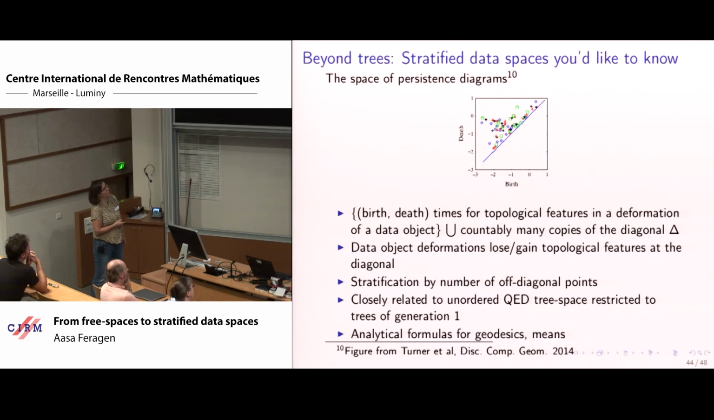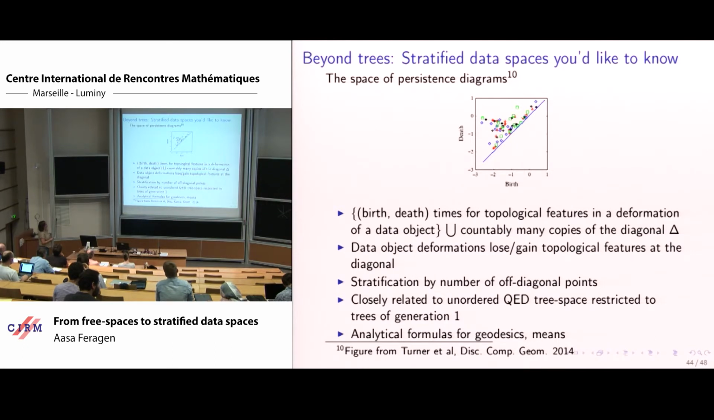And because they are birth-death events, all the points will be above the diagonal, and each data object will be represented by a single diagram like this. So it consists of finitely many birth-death pairs, and countably many copies of the diagonal that you can use to match up with birth-death pairs in a different diagram if you don't have the same number, or if they don't match.